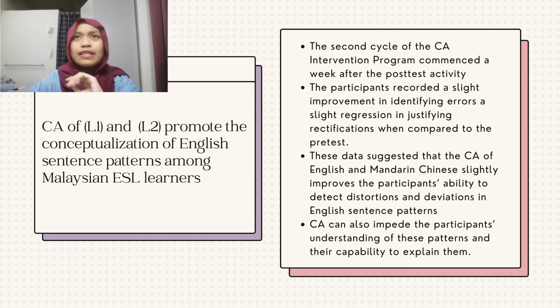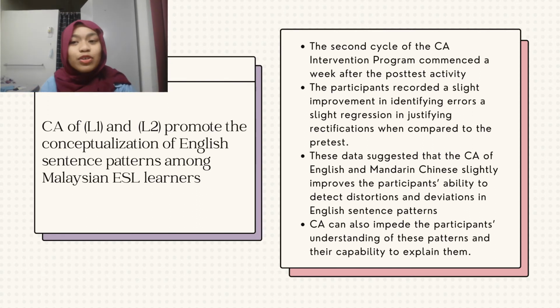The second cycle of the CA intervention program commenced a week after the post-test activity, and the participants recorded a slight improvement in identifying errors and also a slight regression in justifying rectification when compared to the pretest. These data suggested that the CA of English and Mandarin Chinese slightly improved the participants' ability to detect distortion and deviation in English sentence patterns. CA can also impede participants' understanding of these patterns and their capability to explain them. Okay, so that finishes the first research question.